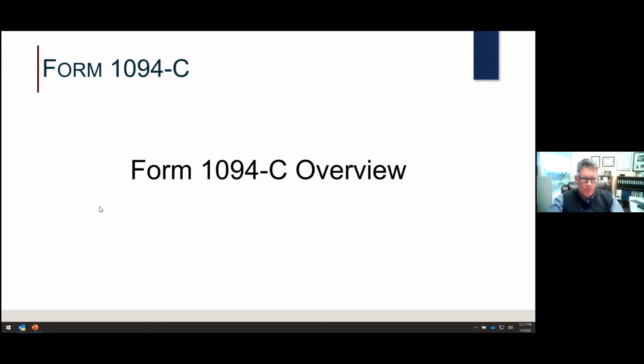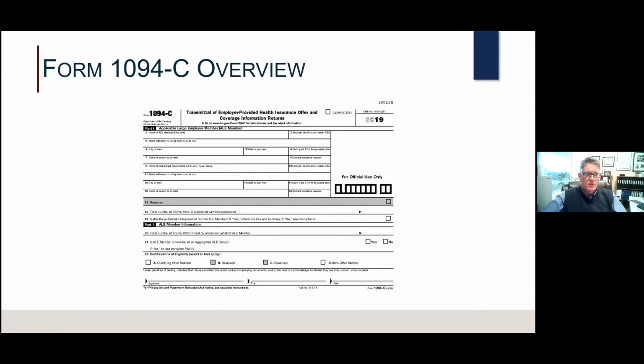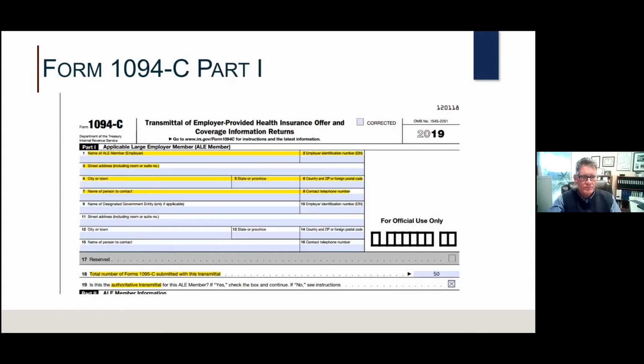All right, so Form 1094-C, this is your transmittal. This is somewhat analogous to a W-3, which is the transmittal for your W-2 earnings information. This provides the IRS with information about the company. Part 1 of the form is fairly basic and simple: name of the company, address, tax ID number. Make sure this matches any of your other tax filings with the IRS. It should be identical.